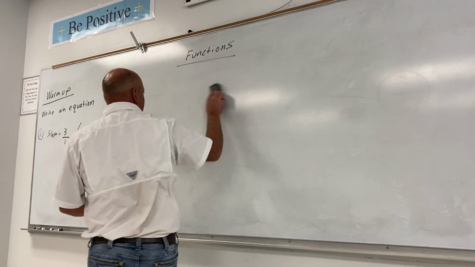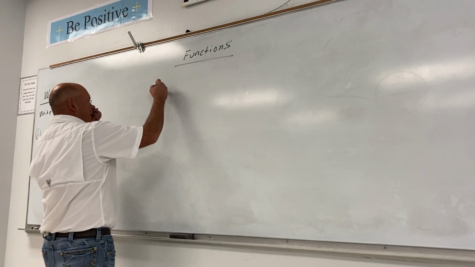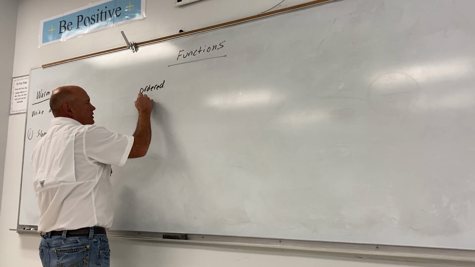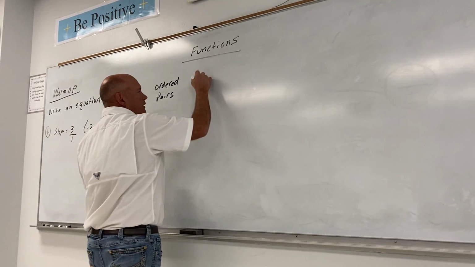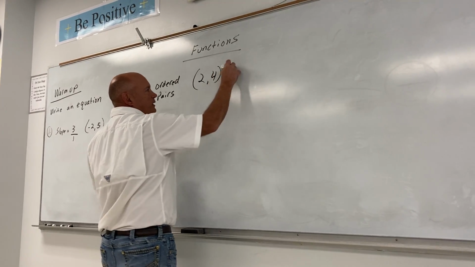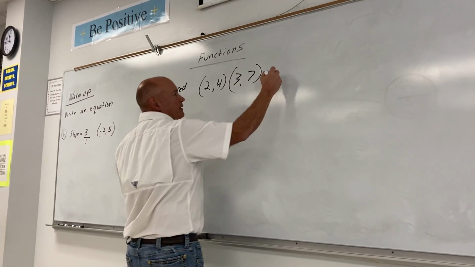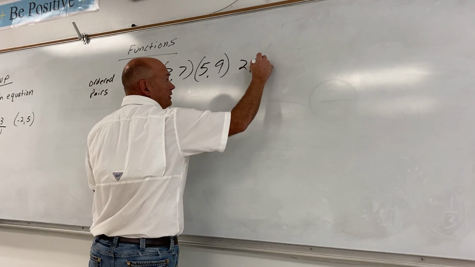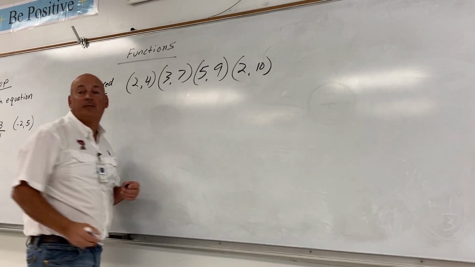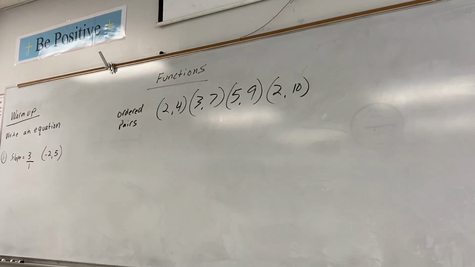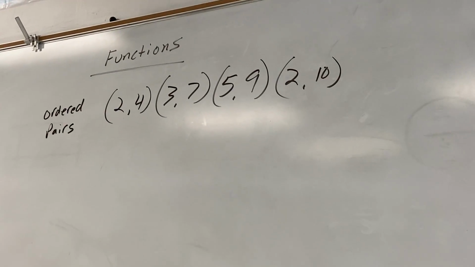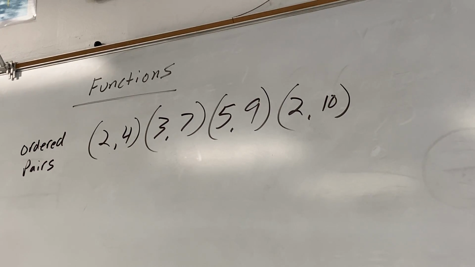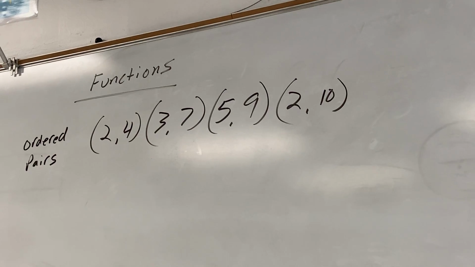All right, let's look at some problems and see if you can figure out whether it's a function or not. Let's start with just ordered pairs. We're going to be looking at 3 different types today. We'll start with ordered pairs: (2, 4), (3, 7), (5, 9), and (2, ...). Before we talk about this, does anybody think this is a function or not a function before we get into it to prove it?